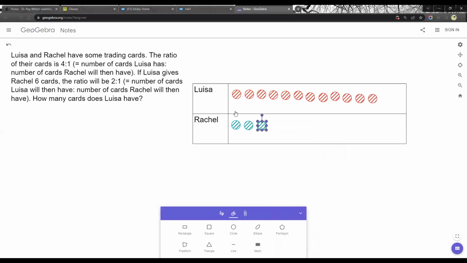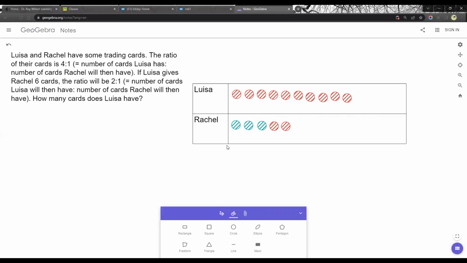And now Luisa has 12 circles and Rachel has 3. We've tripled our original ratio of 4 to 1, but it's still equivalent. Now let's try giving Rachel some cards. Some circles that represent a certain number of cards, in fact. So if Luisa gives 1 to Rachel, Luisa now has 11 instead of 12, and Rachel now has 4. Still not 2 to 1, but if Luisa gives another to Rachel, Luisa has 10 circles and Rachel has 5. 10 is twice as much as 5.